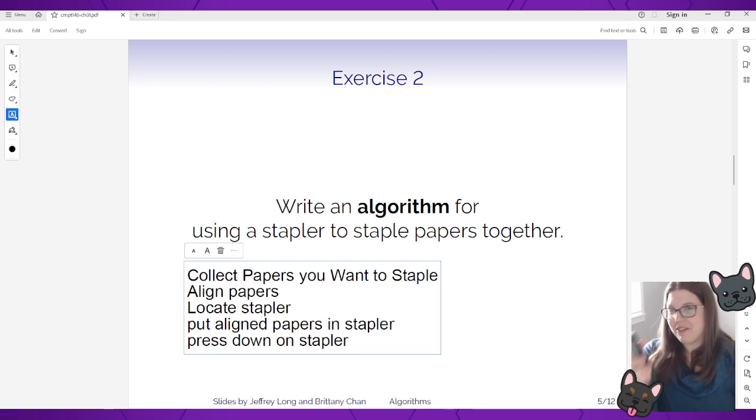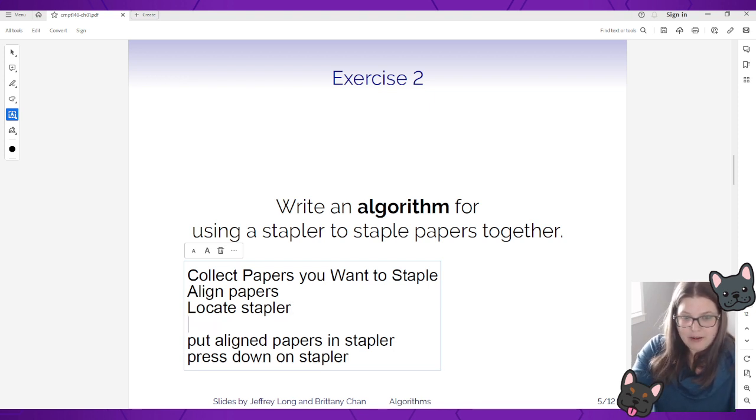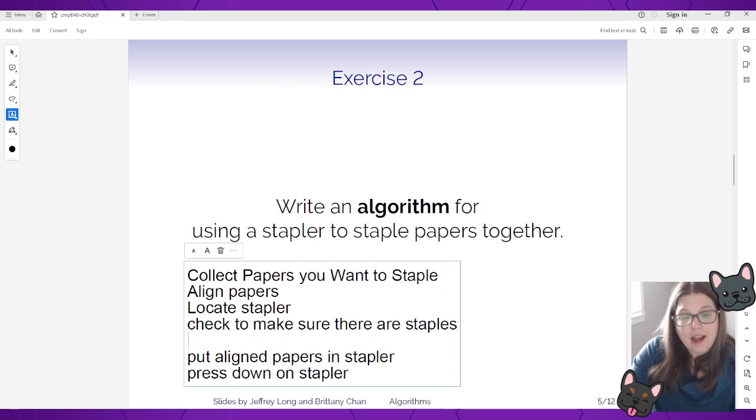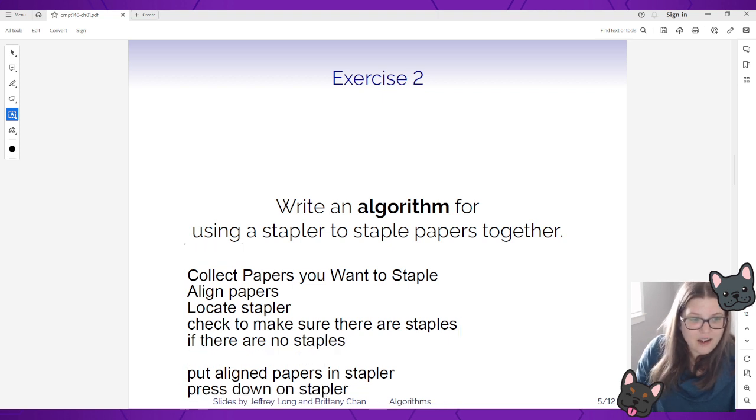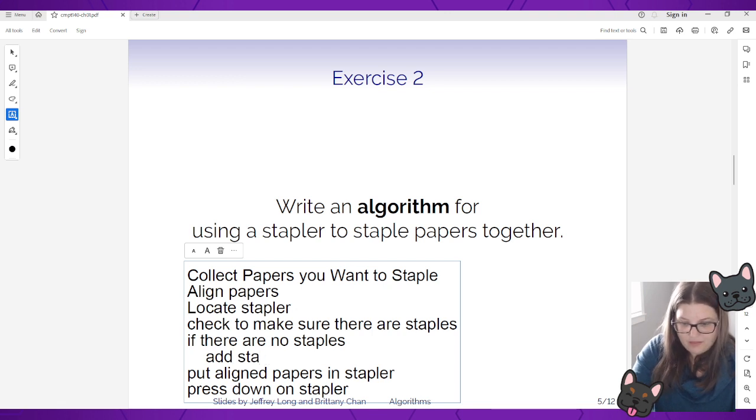So I'm going to be forever unable to complete this task. But maybe we want to make our algorithm a little more robust. So after we locate our stapler, we want to check to make sure there are staples. And maybe we want to add one of those control statements we talked about in the textbook. If there are no staples, then add staples to stapler.